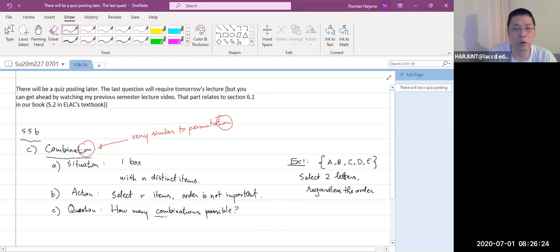Or besides using the word combinations, how many groups possible? How many sets possible? Basically, the words being used here imply that the ordering does not matter. Okay, the ordering does not matter. So, like in this case, how many sets of two-letter are possible?